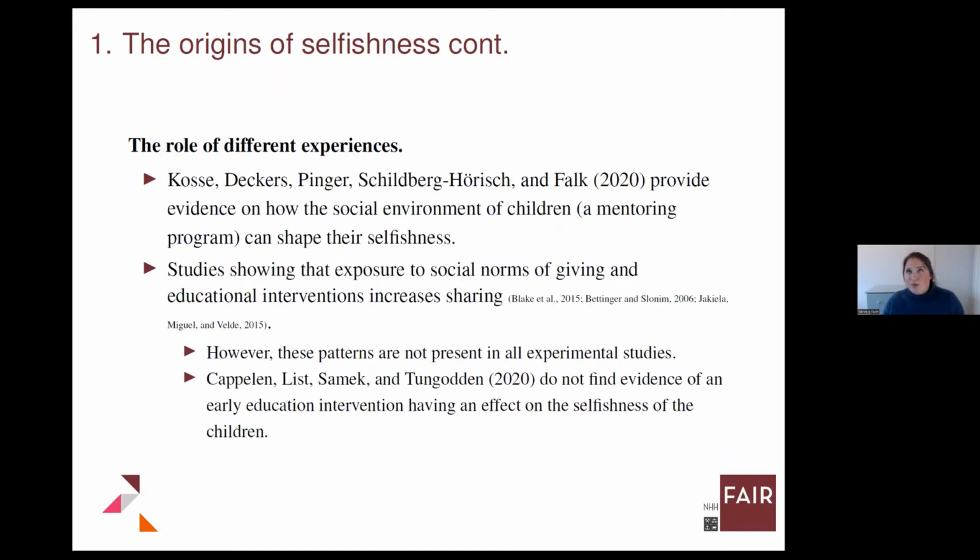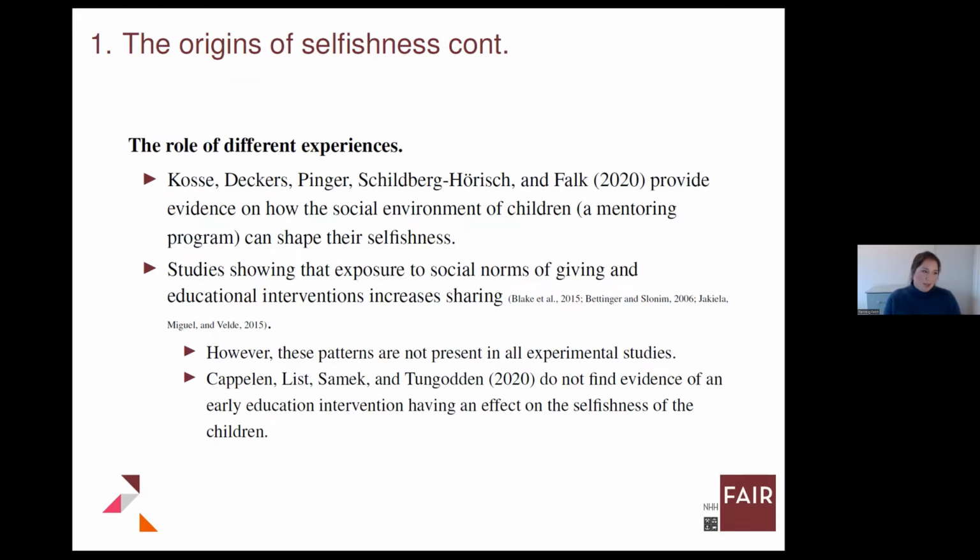And then there's the role of life experiences, which is really an area where there's a lot happening these days. One of these papers is Kosse et al., who look at the effects of a mentoring program for kids and see whether a change in the social environment of children could affect the weight they put on self-interest versus fairness, and in general their pro-sociality. Here they find that those who are assigned to this mentoring program and get a mentor seem to behave more pro-socially later on. There are also studies showing that exposure to social norms of giving and educational interventions increases sharing. But I would say that this is not always the case.